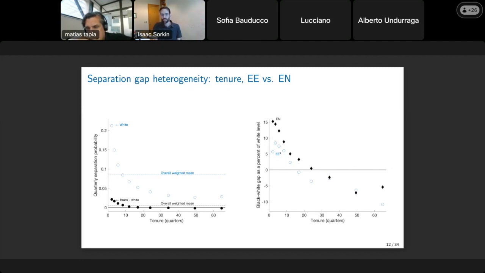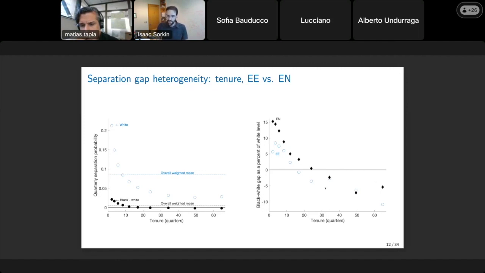So the idea is, at low levels of tenure, we can explain separation gaps between black and white workers by differences in unobservables that the employer is selecting on. And then once we get to high enough tenure, the firm has selected out the workers based on unobservables, such that the surviving black and white workers are similar, or have a similar distribution of unobservables.